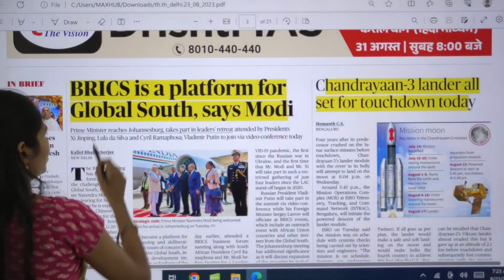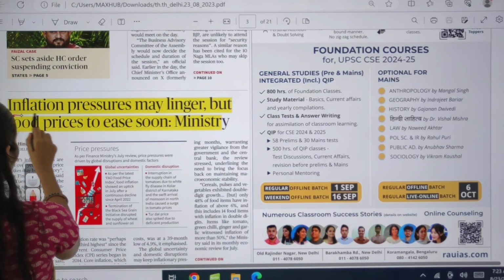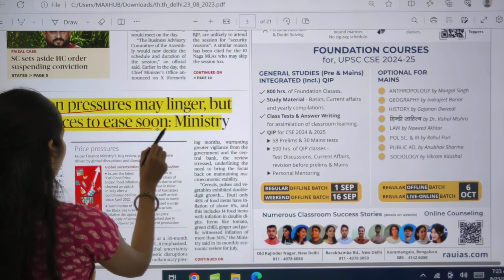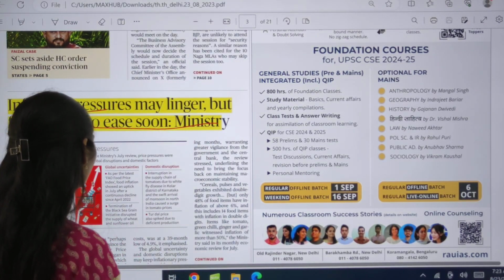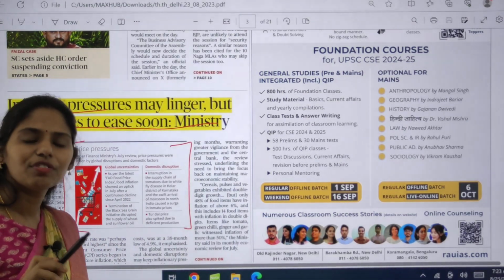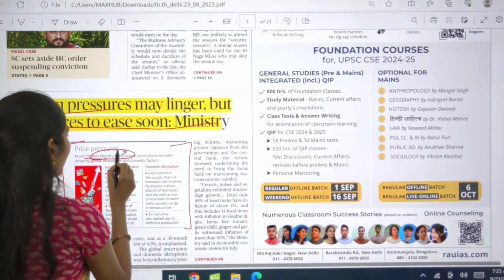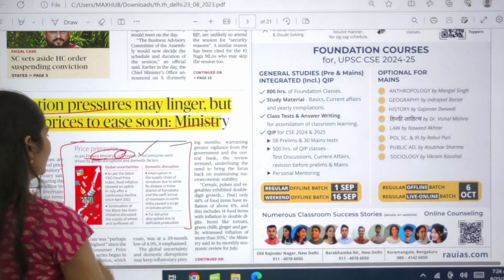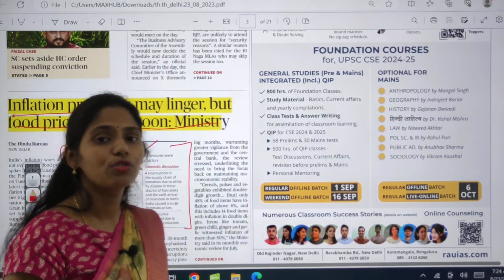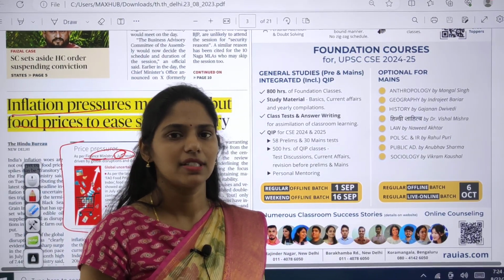And now let us move back to this Hindu paper. Here you can see one article. It is about inflation pressures that may linger, but food prices to ease soon. If you see this infographic, it says that the finance ministry recently released a review regarding the month of July. It said that prices increased because of two important reasons: first global reasons and next domestic reasons.